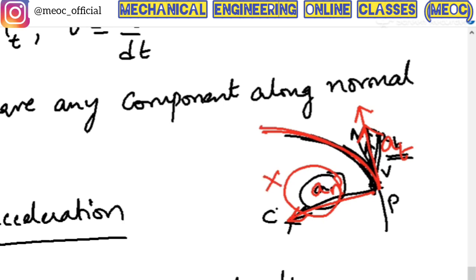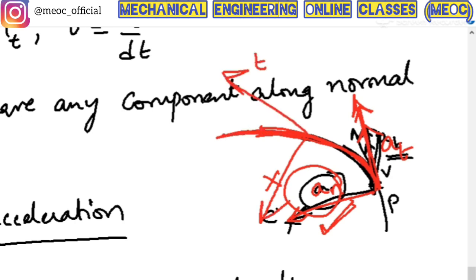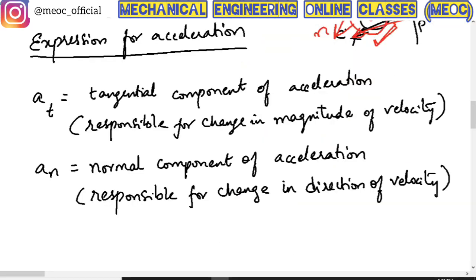If this an does not exist, then because velocity is in tangential direction, the particle also will go in tangential direction. But because of the presence of an, or acceleration in normal direction, the particle is going in between both the directions. This is normal direction, this is tangent direction. So every time it is somewhere in between both the directions. Therefore, an is the normal component of acceleration that is responsible for change in the direction of velocity.